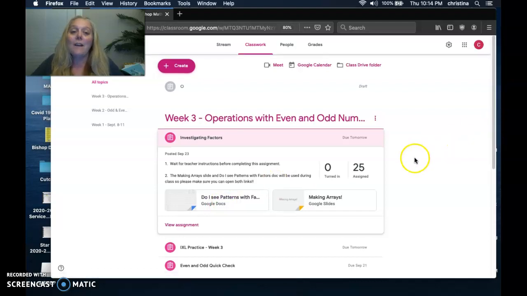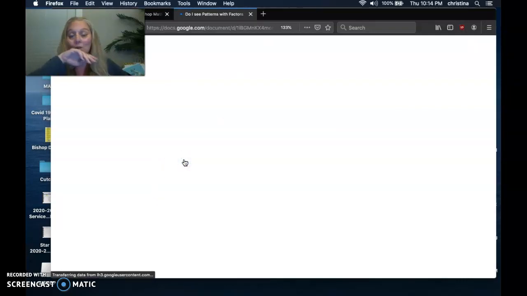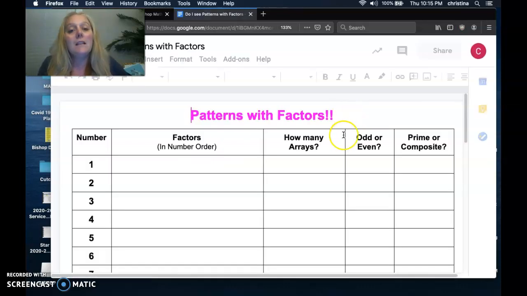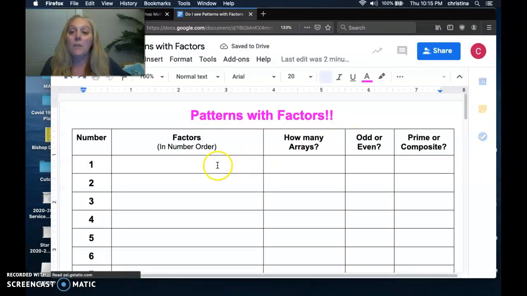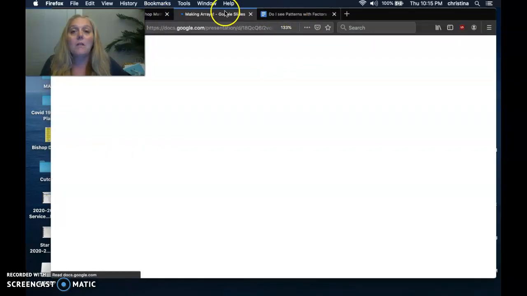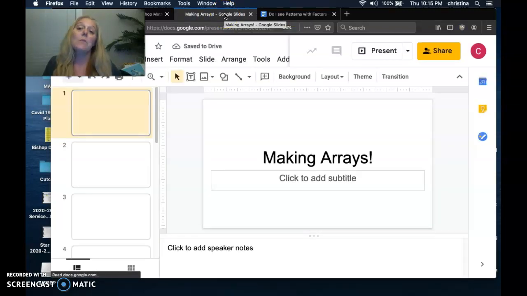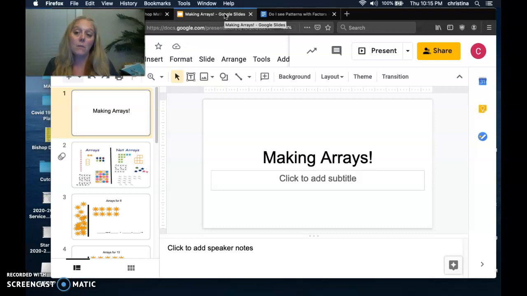In the investigating factors assignment, we were investigating how to find the factors of any number, and we were using arrays to find those factors. So it's a strategy for finding factors. The first document I'm going to open is the Do I See Patterns with Fractions document, a chart that we filled out with our factors. The other document was the Making Arrays document, where we practice making arrays for our numbers to determine those factors.